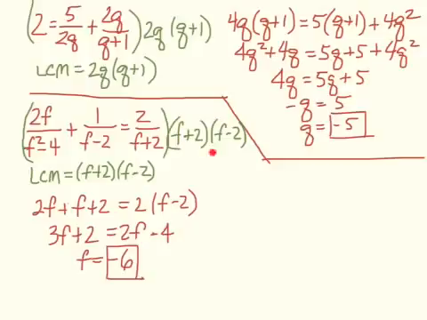So, f plus 2 times f minus 2 cancels with this f squared minus 4, so I'm left with 2f. This f minus 2 cancels with this f minus 2, so I multiply 1 times f plus 2 to get f plus 2. These f plus 2's cancel, so I'm left with 2 times f minus 2. Distribute to get 3f plus 2 equals 2f minus 4. Subtract 2f from both sides, subtract 2 from both sides, and I get f equals -6.